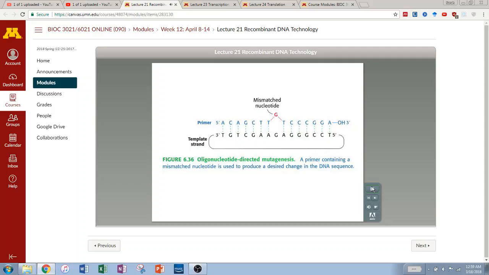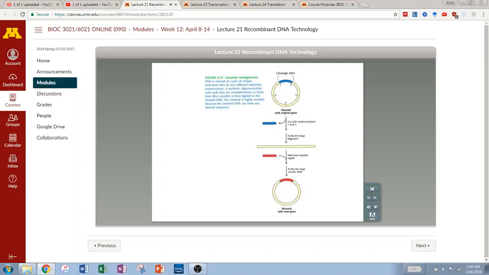Site-specific mutagenesis can change one base or a number of bases at a specific site in a gene. With oligonucleotide-directed mutagenesis, a primer containing a single mismatched nucleotide is used to produce a desired single change in the DNA sequence. Cassette mutagenesis is used to introduce a synthetic oligonucleotide into a gene using restriction endonuclease cleavage and ligation of a specific altered nucleotide sequence. The inserted sequence can include one or more base changes. It can also include deletions or insertions.